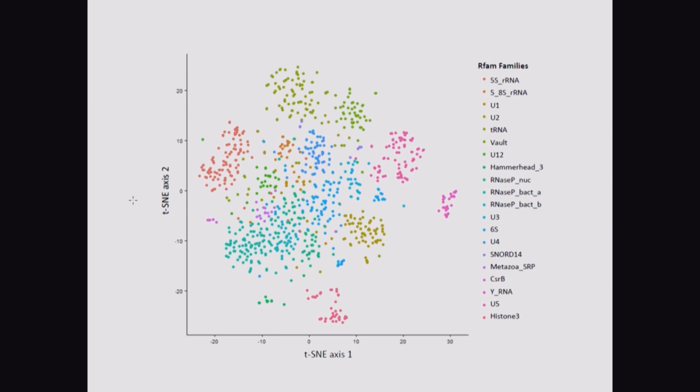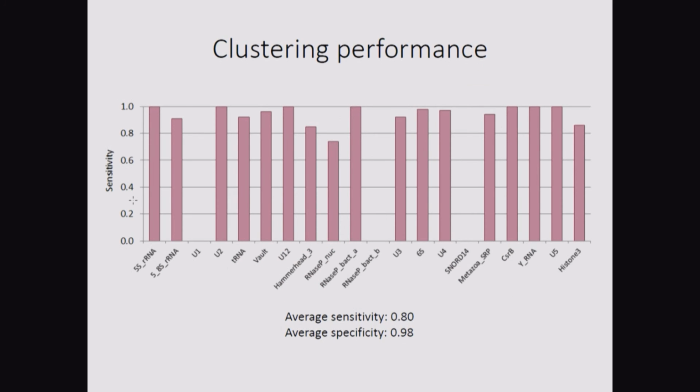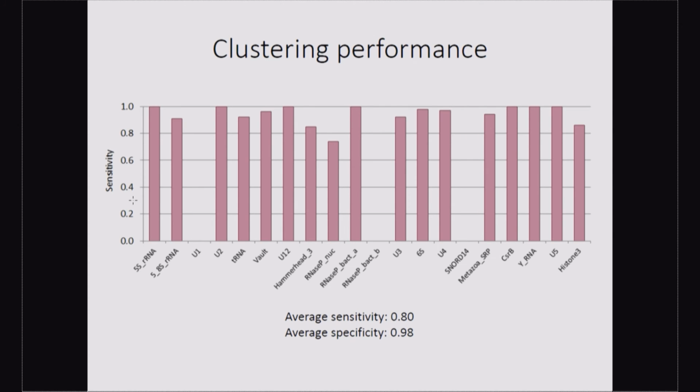If we do a low-dimensional projection of the space, we can already see that sequences are clustering by their family. And if we do hierarchical clustering, we see that the sensitivity for almost all the families is really high. So this is working really well. I also want to note that the specificity is really good too. Clusters contain mostly one family, and they contain mostly all of the members of that family. So this is exactly what we want to happen.